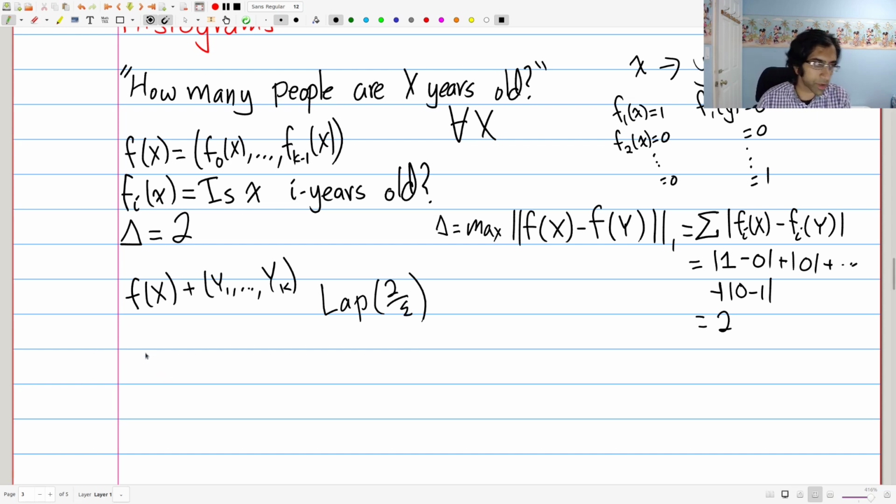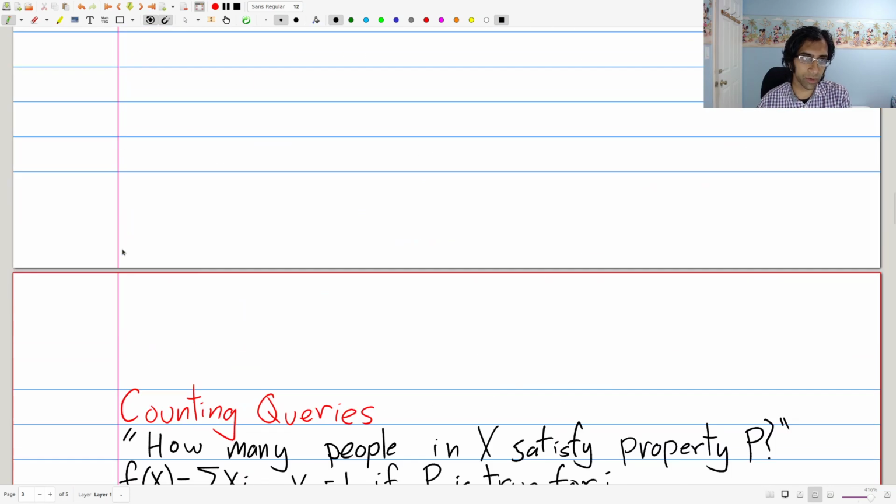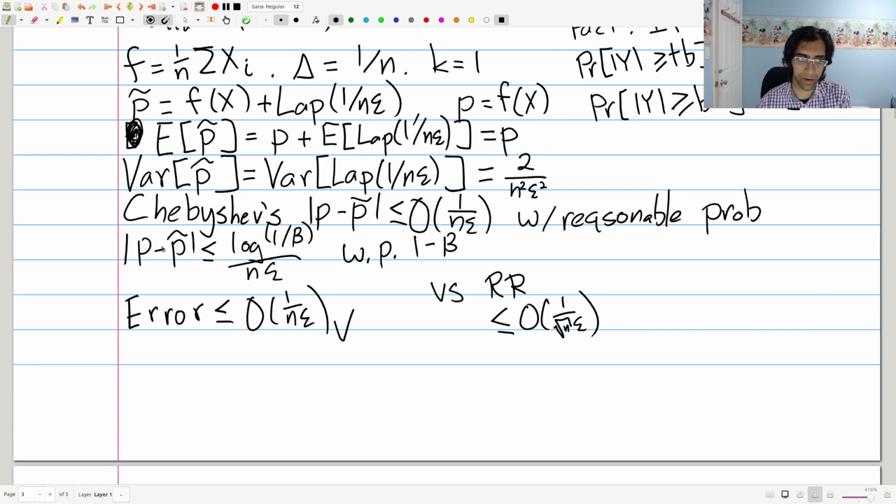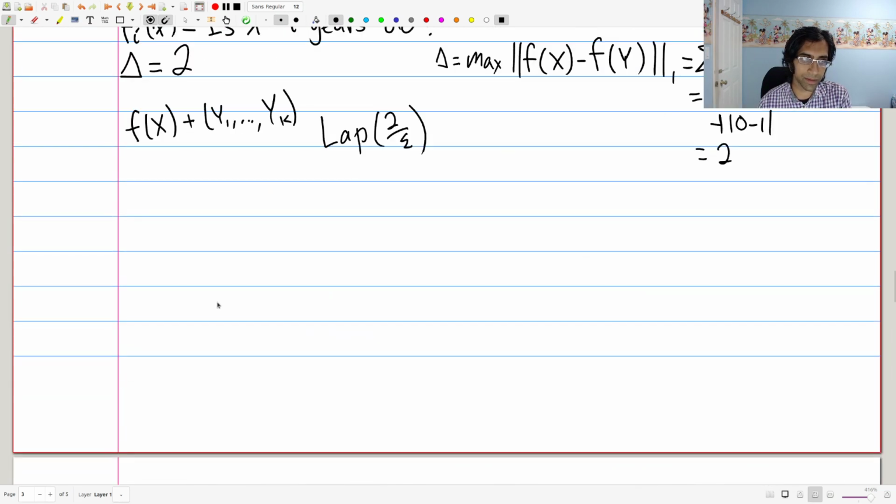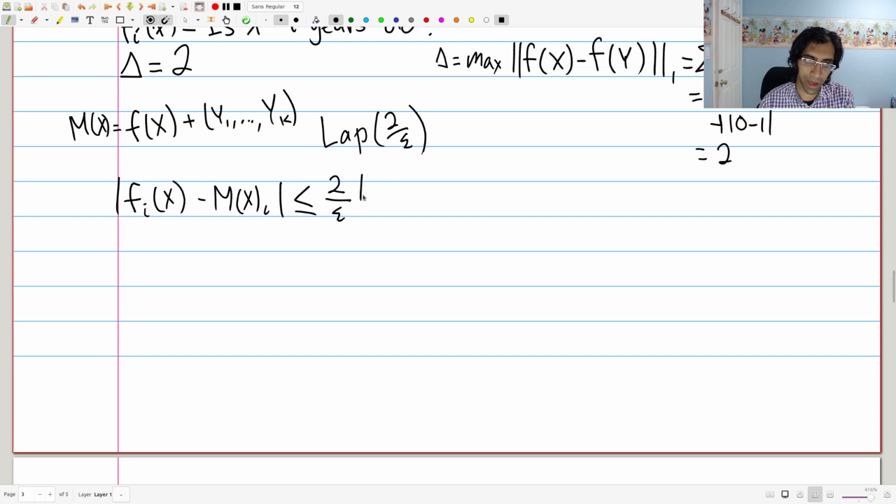Okay, so let's see how much error we actually incur here. So this tells us this algorithm is going to be private. We know that from properties of the Laplace mechanism. But how much error did we incur here? We can analyze this in two ways. One is just by using the same type of counting query error that we did before. So one thing we can say easily is that f_i on x minus, let me write this as M(x), the mechanism's output, will be less than or equal to 2 over epsilon log 1 over beta with probability 1 minus beta.